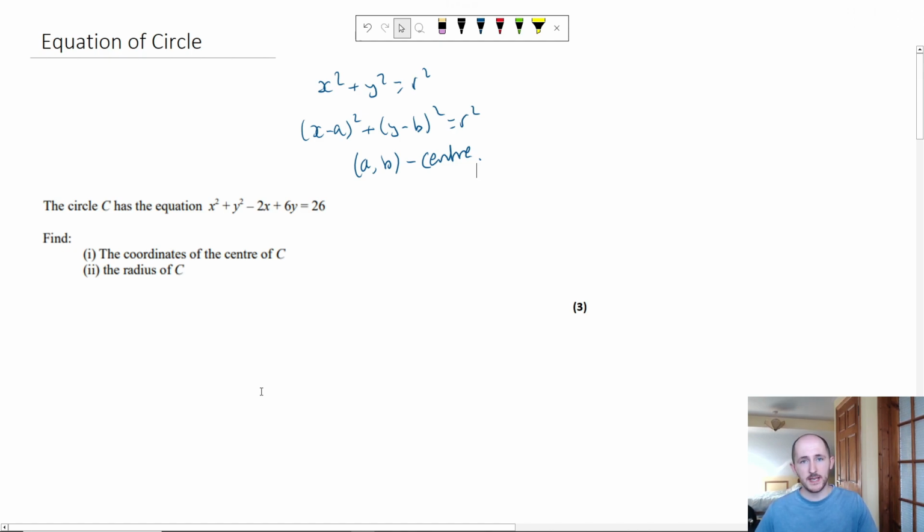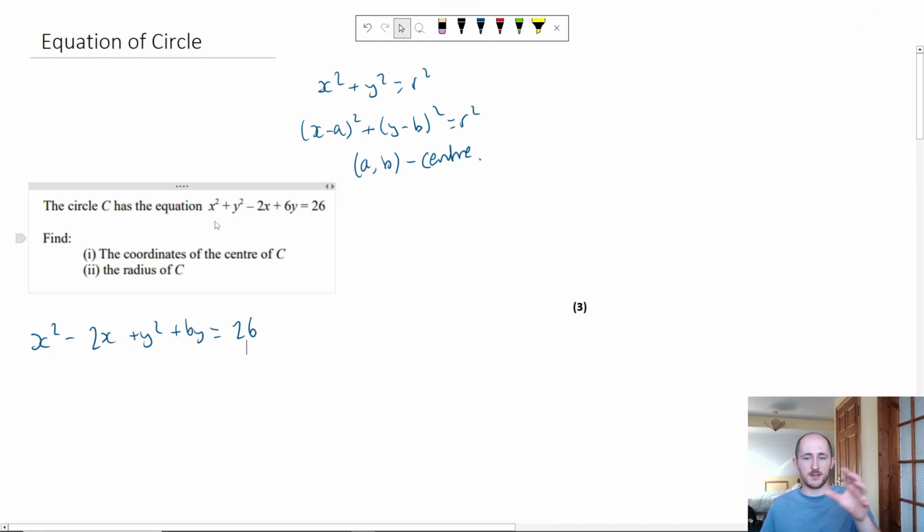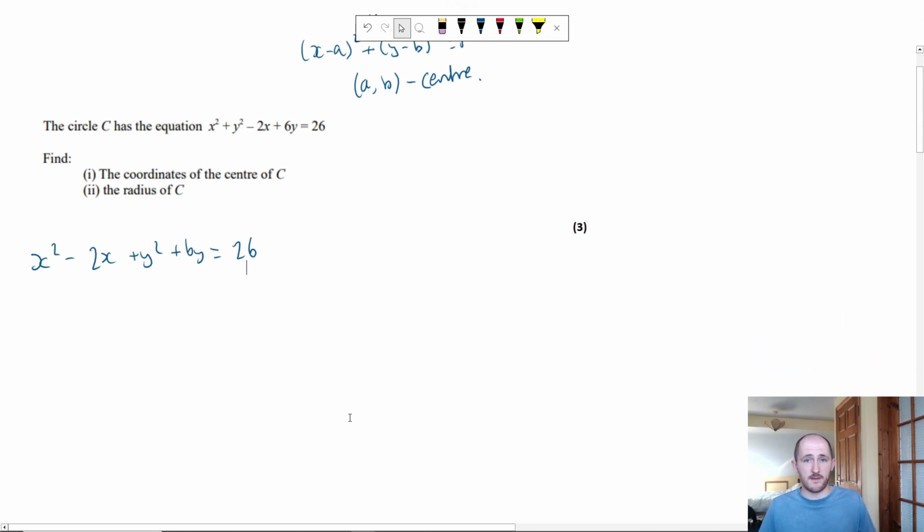Well, what you do is you use completing the square. I know, right? That comes back. So what I want to do, first of all, is write the x's together and the y's together. So that equation can be written as x squared minus 2x plus y squared plus 6y equals 26, right? I haven't done anything except move the minus 2x to the front, which is completely fine because the order doesn't actually matter in this case.